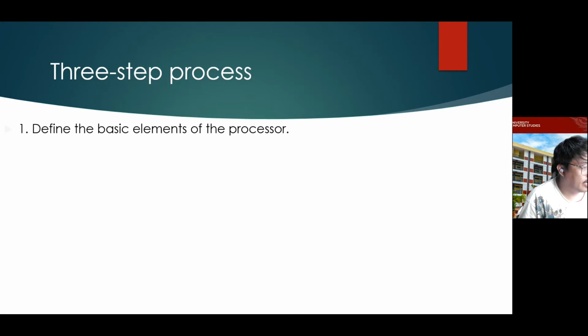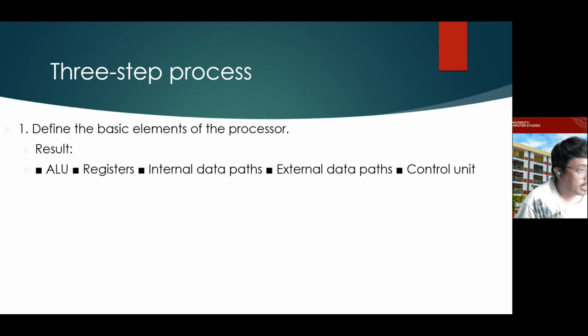First is to define the basic elements of the processor. Here, we define the ALU, the registers, the internal data path, the external data path, and the control unit. The execution of the program consists of operations involving these processor elements, as we have seen, operations that consist of sequences of micro-operations.